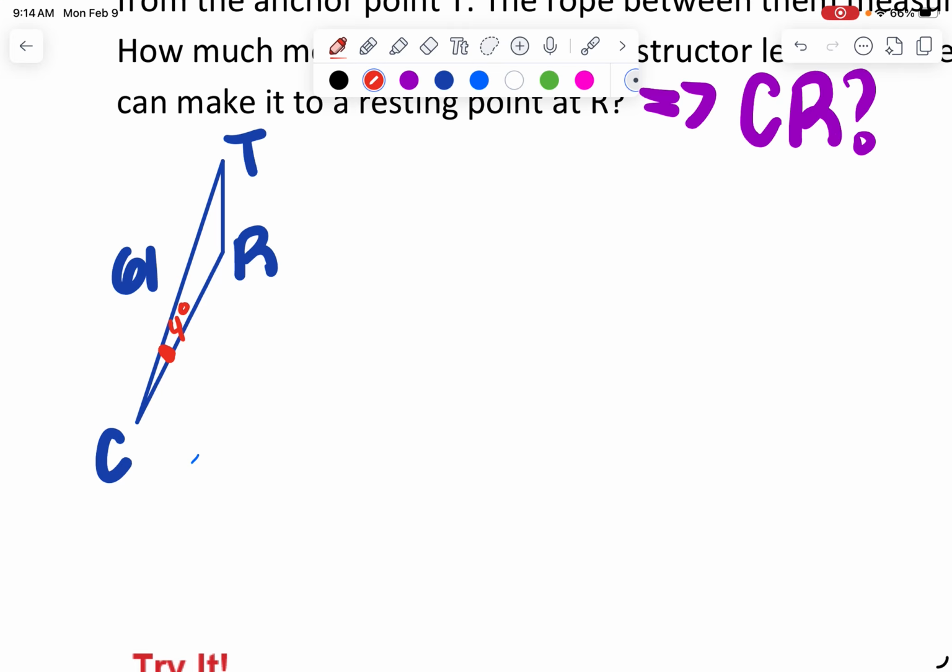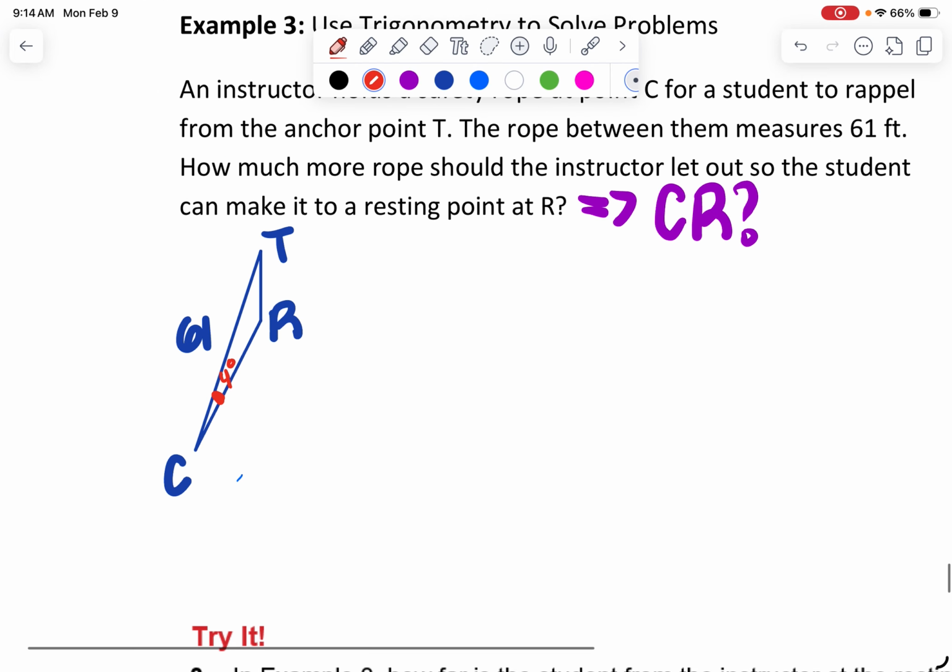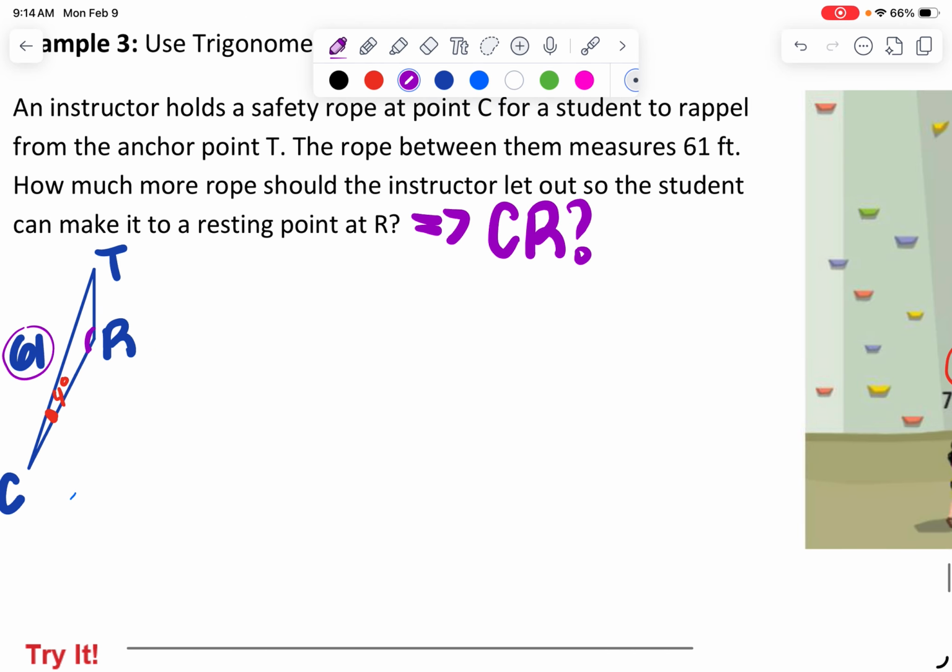So now what I'm going to do next is think, what else could I use? Well, I see that there's the 61 here, okay? If I find this angle right here, then I can use the law of sines to set up my equations. So how do I find that angle? Let's go back to the picture, okay?